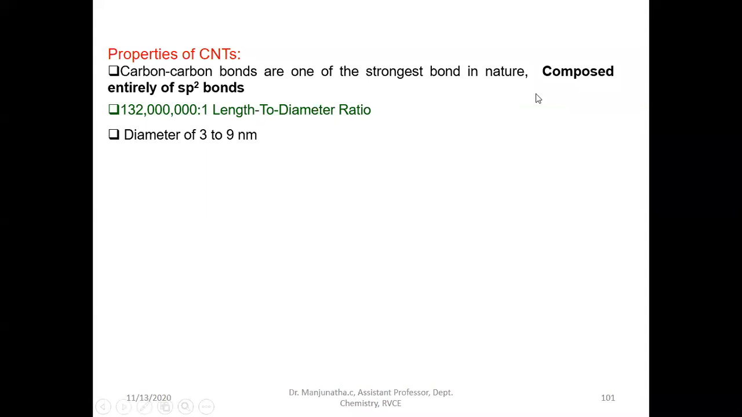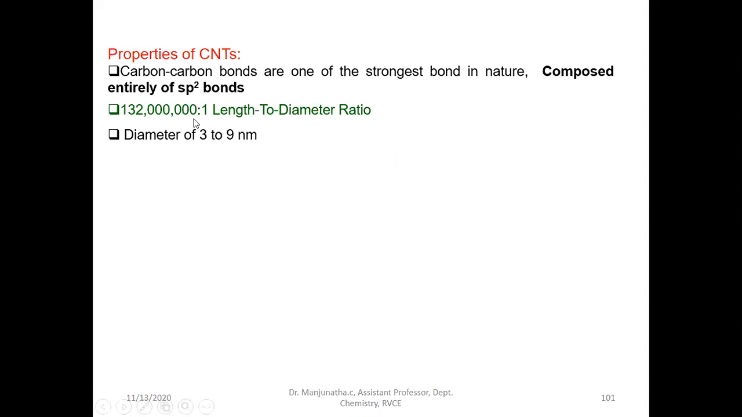Next, let us look at the properties of carbon nanotubes. We know that the carbon atoms present in CNT are entirely made up of sp2 bonds, which means they have alternate pi bonds, and it is highly conducting because of resonance and delocalization.